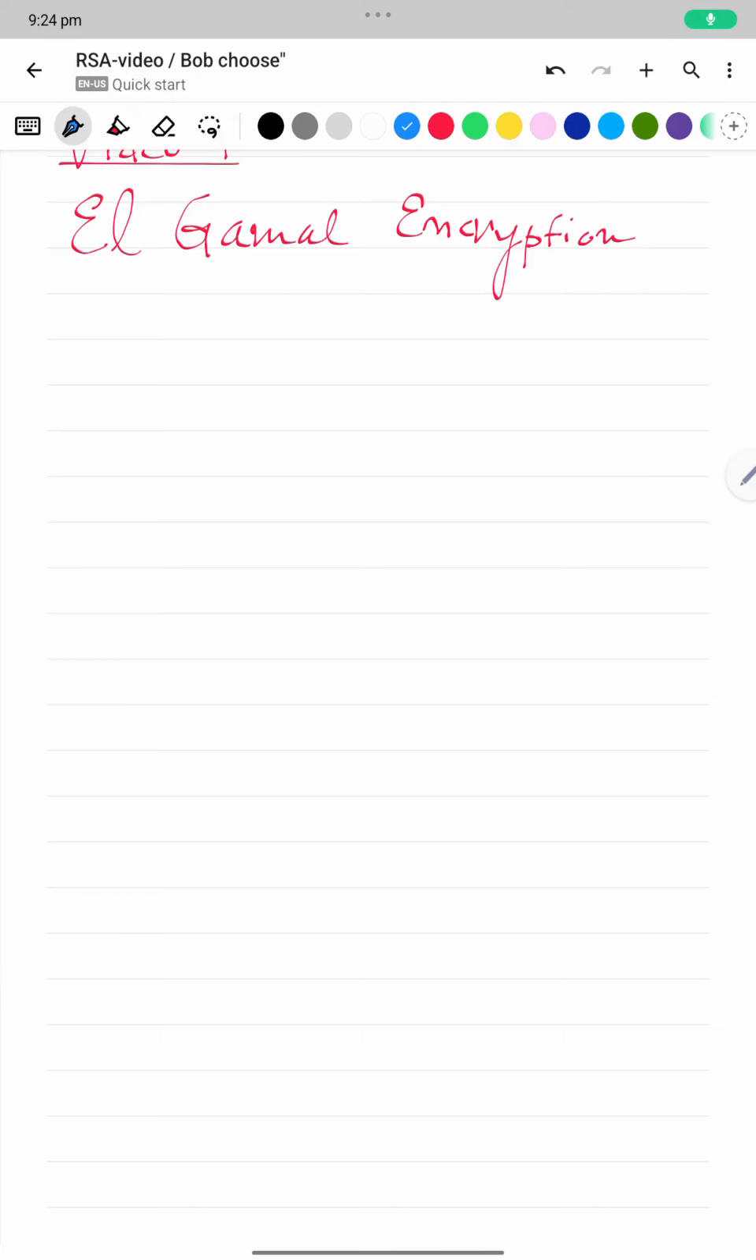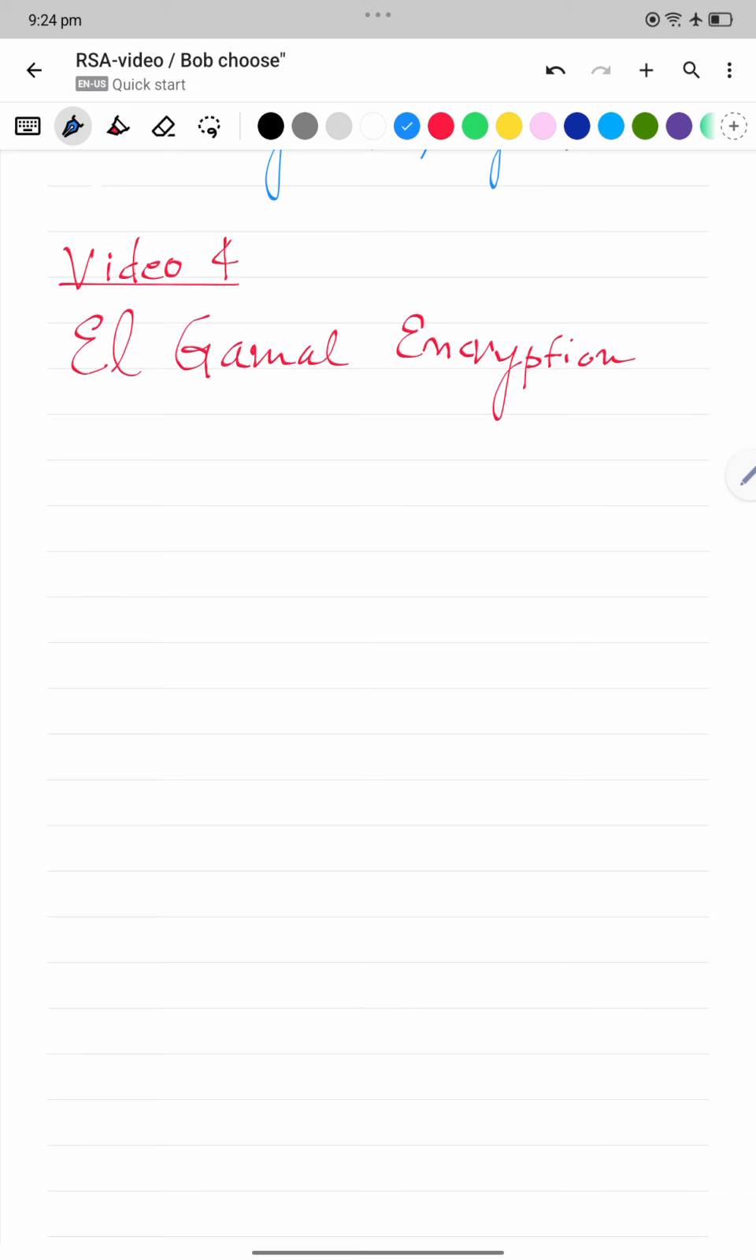Hi. So today we're going to talk about ElGamal encryption. Let's say P is a prime. As you already know, ZP star, which is the set of all numbers up to P that are co-prime to P, is a group of order P minus 1 under multiplication.